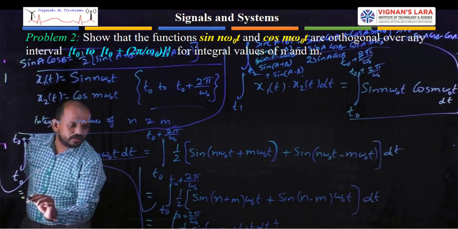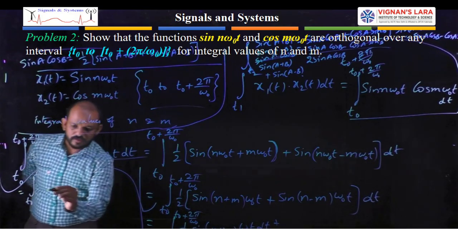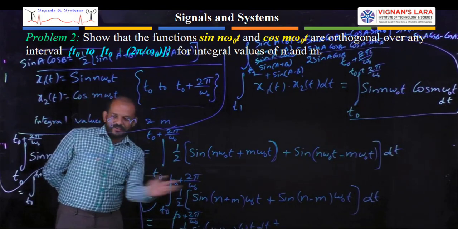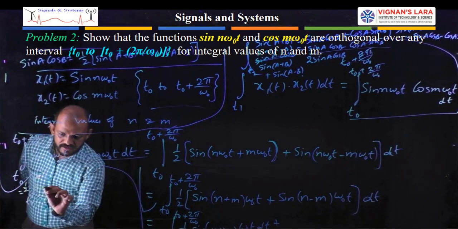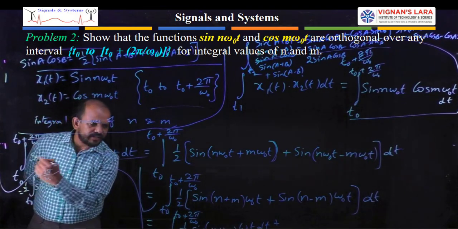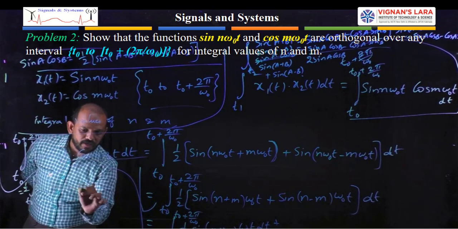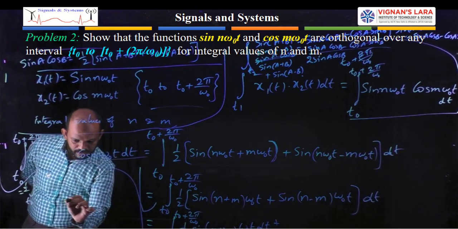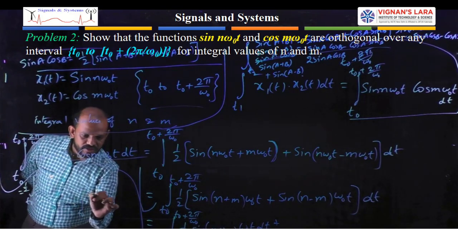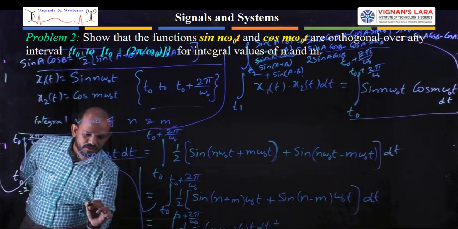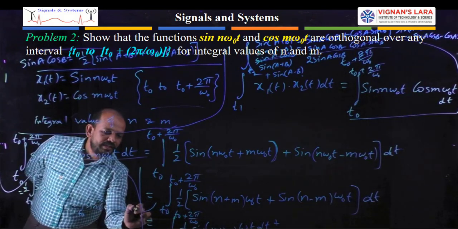Integral t naught to t naught plus 2 pi by omega naught. So first of all, I can take 1 by 2 outside, because 1 by 2 is a constant. Next, sine of n plus m omega naught t dt, plus 1 by 2 integral t naught to t naught plus 2 pi by omega naught sine of n minus m omega naught t dt.